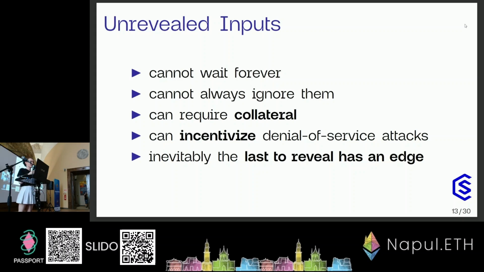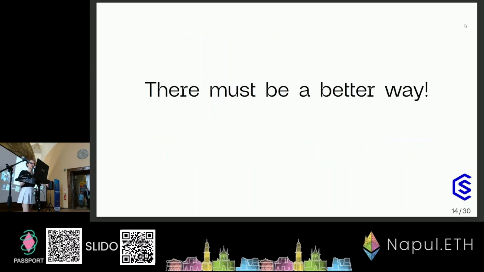reveal? And there's also this problem, which is also in the proof of stake of Ethereum, that the last person that reveals their commitment can look at everyone's commitment and ask again, is this advantageous to me to reveal my commitment now or not? So we said at the lab, there must be a better way.